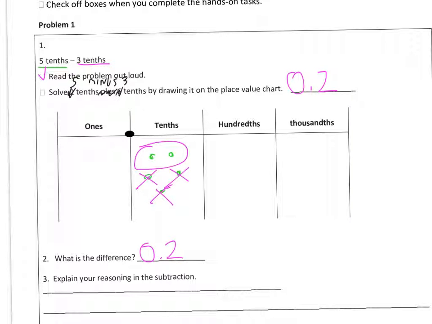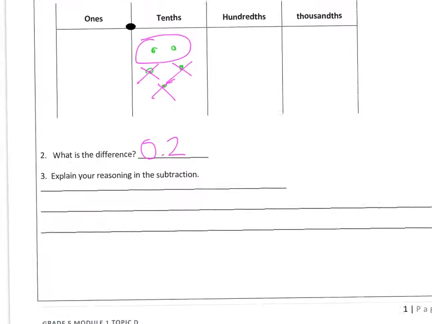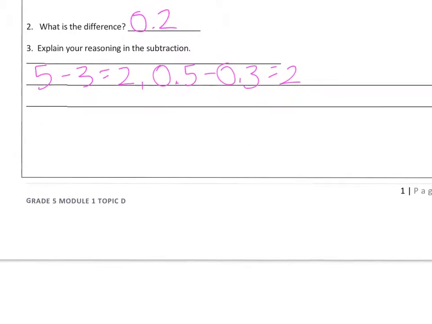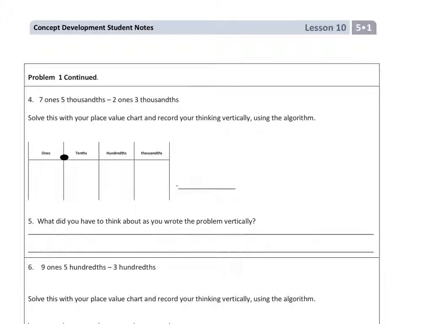So remember, difference means the answer to a subtraction problem. So explain your reasoning in subtraction. Well, 5 minus 3 ones would equal 2. So 5/10 minus 3/10 equals 2/10. Let's keep going.